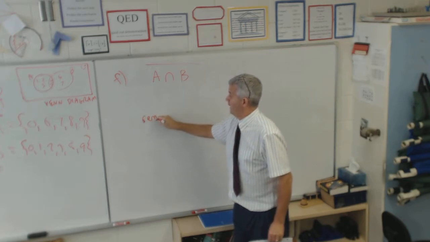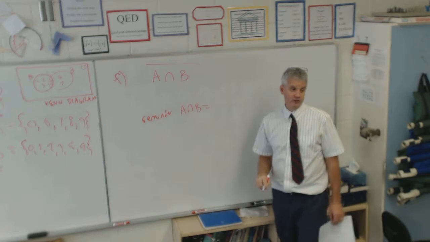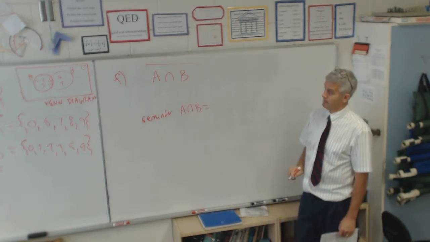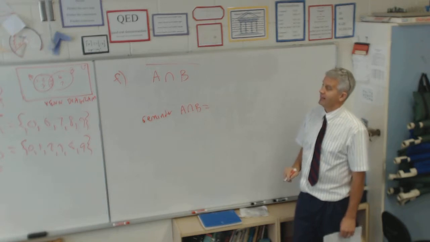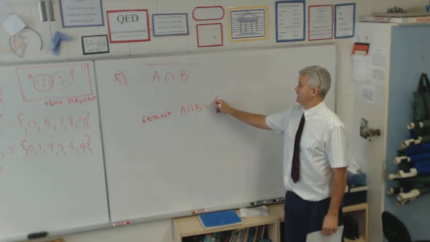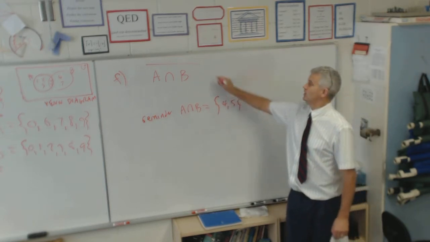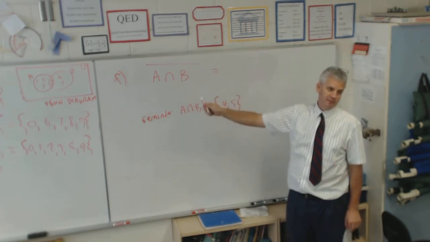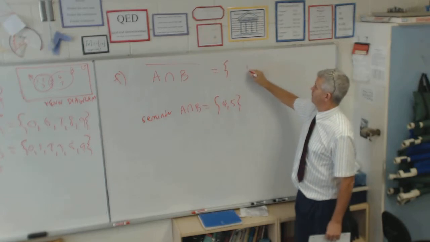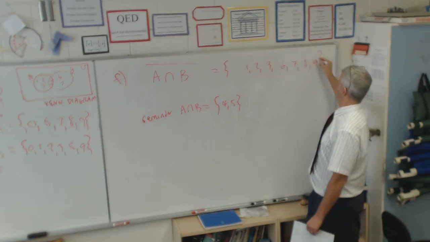So reminder, A intersection B was what, Jordan? What was A intersection B? A intersection B is 1, 2, 3, 4, 5, 6, 7. That's A union B. What's A intersection B? It's the set with 4 and 5. Okay, so Jordan, what's the complement of A intersection B? 1, 2, 3, 6, 7, 8, 9. Almost. You missed one.